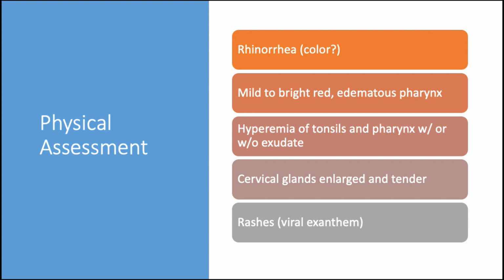On our physical assessment, we'll usually see rhinorrhea and make sure to note the color. In addition, their throat may be red, including their tonsils, and some viruses cause tonsillar exudate as well. Also, their cervical glands may be enlarged and tender, and especially after a fever breaks, rashes are very common with viruses.